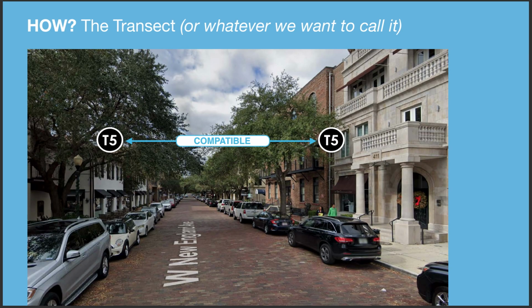But when you have the same thing on both sides of the street, the same T-zone, here's T5 in a downtown condition. Same thing if you had T3 across from T3, single family from single family. We know that those are going to be compatible. And we're really focused on compatibility in the zoning code, especially as we're looking towards growth.